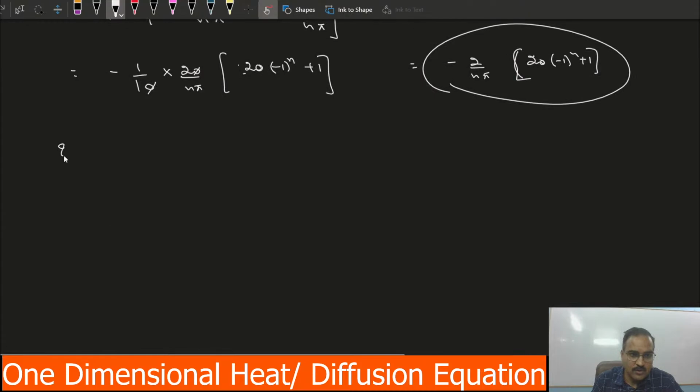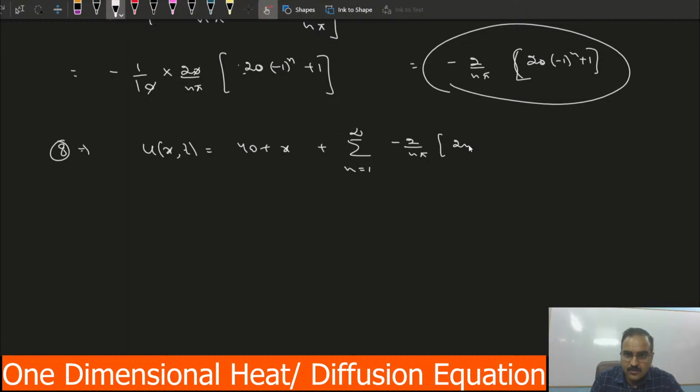So substituting all the values in equation number 8, your u of x,t will be equal to 40 plus of x plus summation of n from 1 to infinity minus 2 over n pi, 20 into minus 1 raised to n plus 1 into sine of n pi x by 20 into e raised to minus of n square pi square over 400 into t. So this will be your final answer.